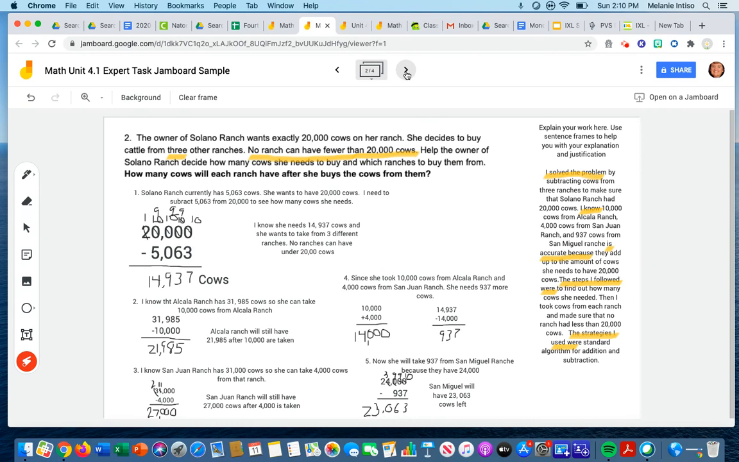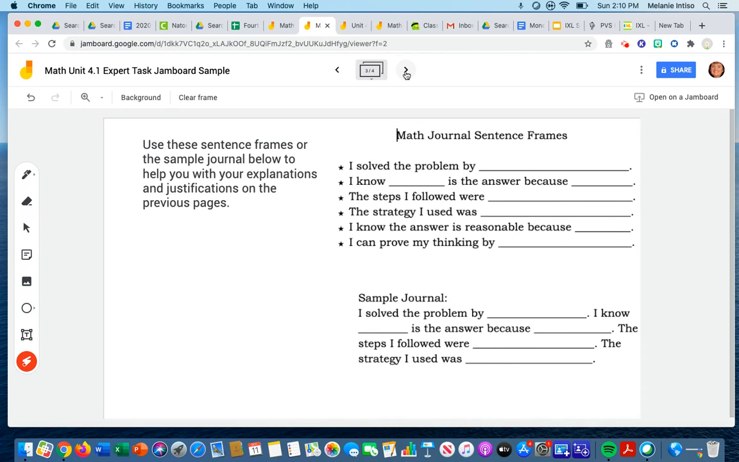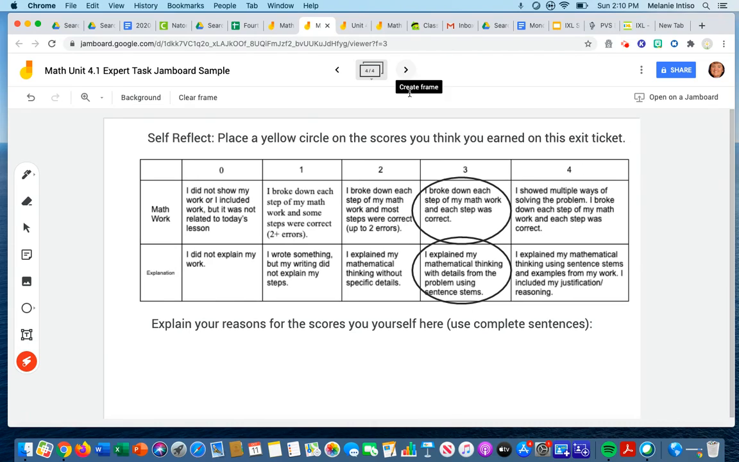And the last step to follow is this page, which is to help you with your sample journal. If you wanted to use this, that's all I did, was copy these and put them into my explanation. But it says use these sentence frames below to help you with your explanations on the previous pages. And then finally, you have to move your circle onto the place where you think you got your answer on your rubric. I put 3s on both. And finally, you do also have to explain your answer.